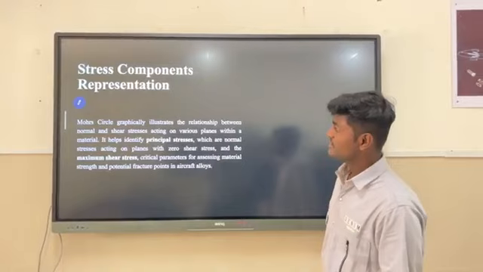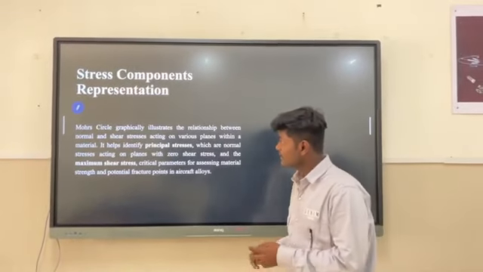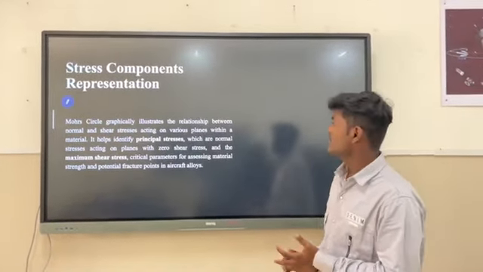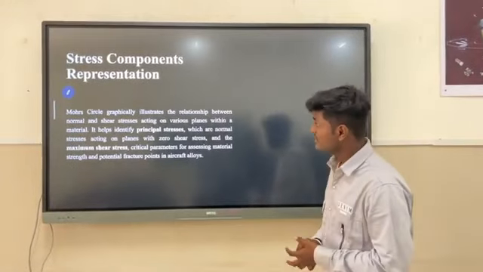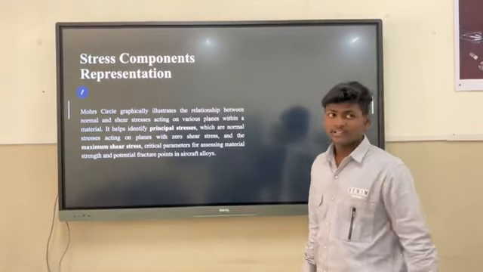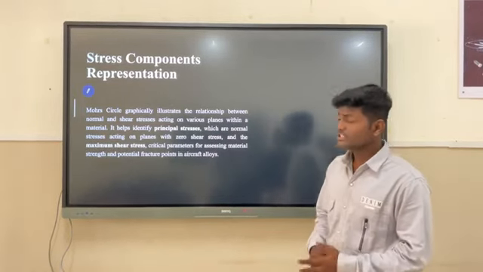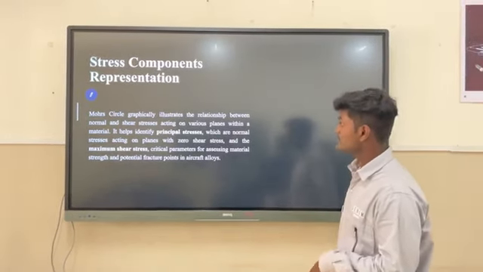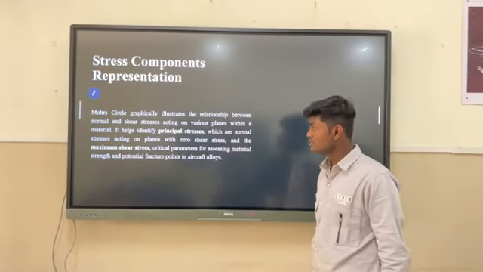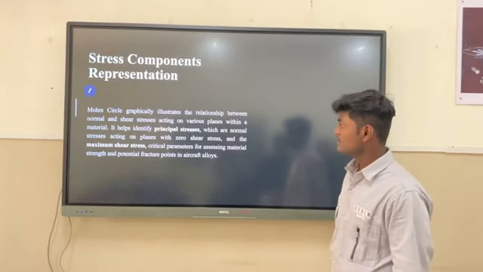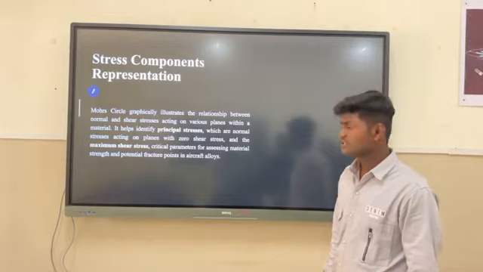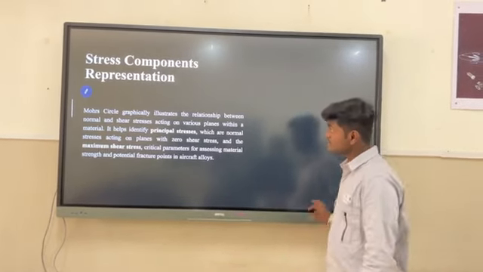Stress components and representations. The Mohr circle graphically illustrates the relationship between normal and shear stresses acting on various planes within a material. It helps identify principal stresses, which are normal stresses acting on the planes with zero shear stress, and the maximum shear stress, critical parameters for assessing material state and potential fracture points in aircraft alloys.